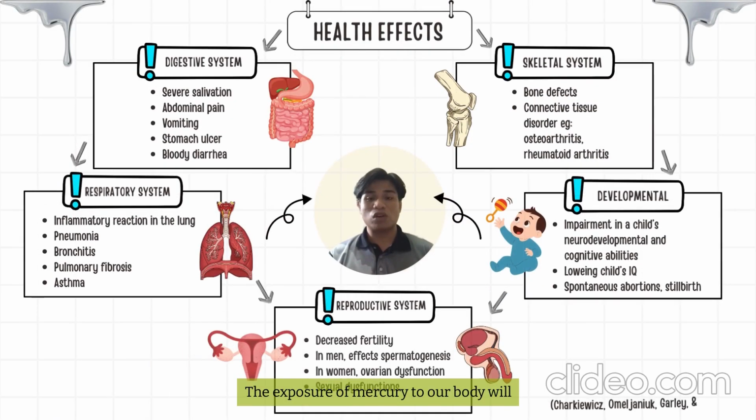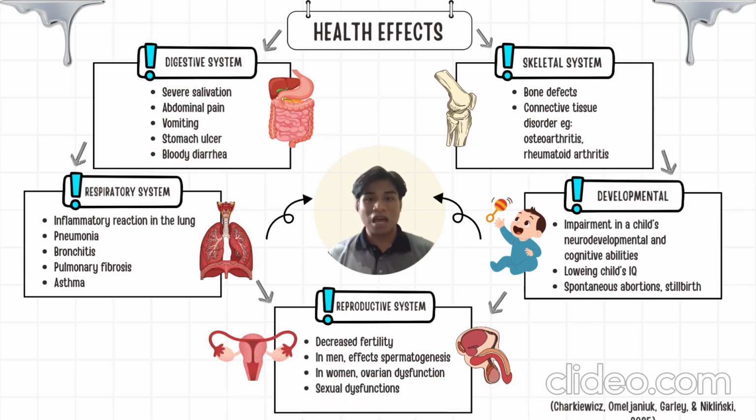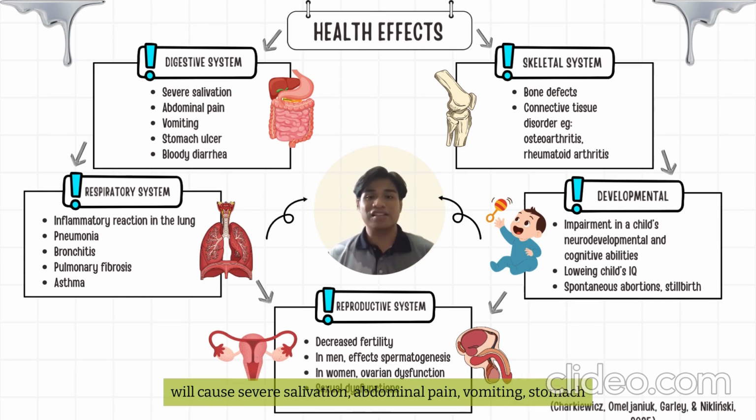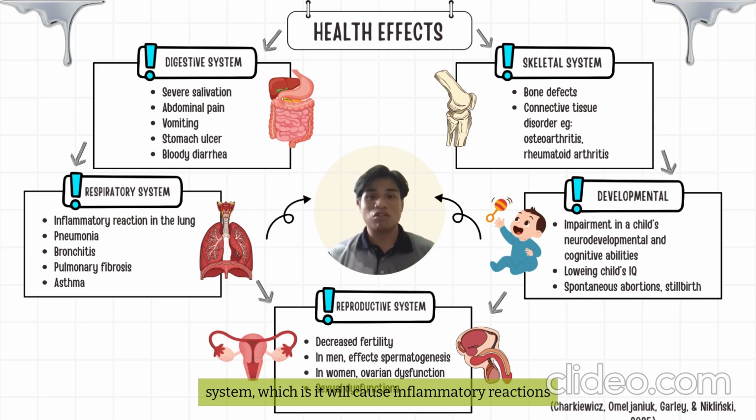The exposure of mercury to our body will cause severe health effects, especially to our body system. The first one is digestive system, as it will cause severe salivation, abdominal pain, vomiting, stomach ulcer, and also bloody diarrhea. The second one is it will affect respiratory system, which is it will cause inflammatory reaction in the lung, pneumonia, bronchitis, pulmonary fibrosis, and also asthma.